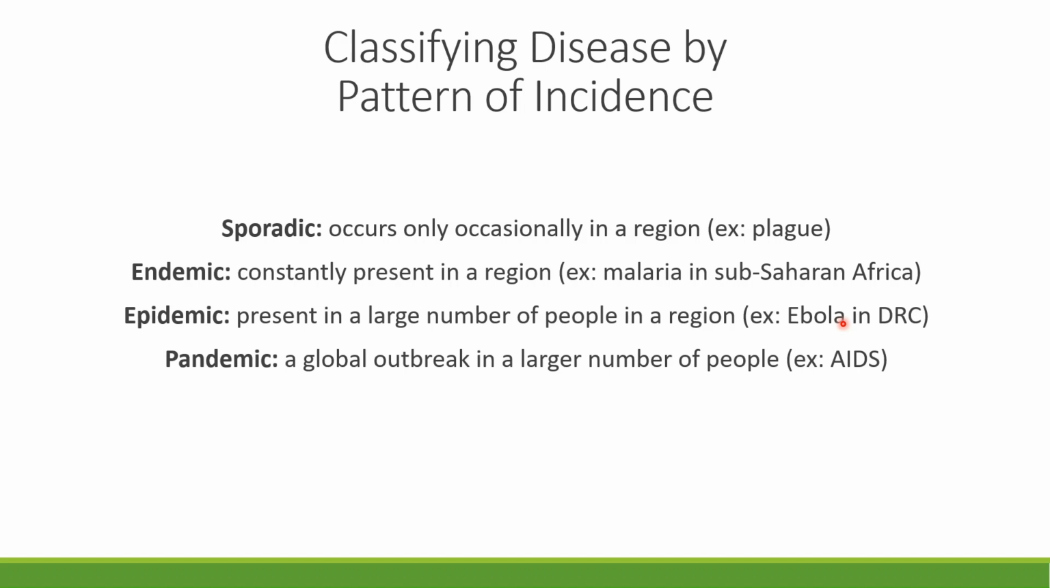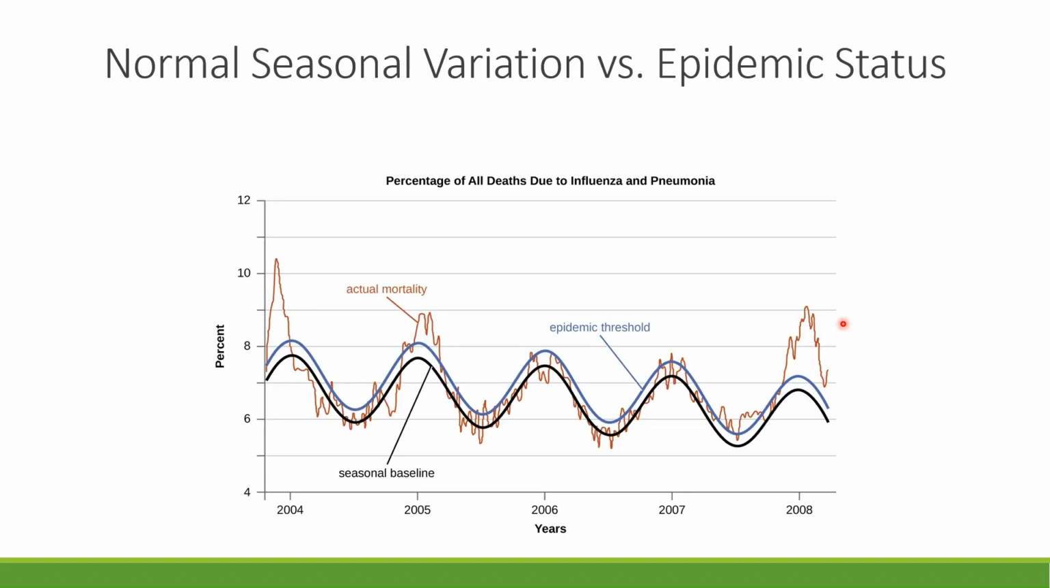And a pandemic is a global outbreak, not just a region, but globally, an outbreak of that disease that affects a larger number of people. And we can look here and see normal seasonal variations versus an epidemic status. So a normal seasonal variation is just going to fluctuate as it normally does over so many years, and so on and so forth. And we can see how an epidemic is caused here during this period where this is a big outlier event.